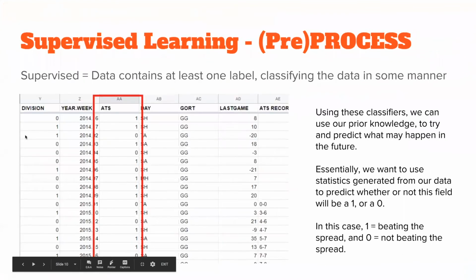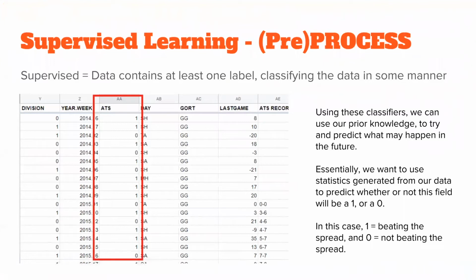So like I was talking about before, we have the supervised data. In this particular instance, I have this red box around ATS, which is against the spread. And it's either a 1 or a 0 to denote whether or not they beat it on that particular example. Now, what naive Bayes does, since we chose naive Bayes, we can use prior knowledge to try and predict what may happen in the future. Naive Bayes, once you see it explained, is incredibly intuitive and very, very simple. It'll just click like that.